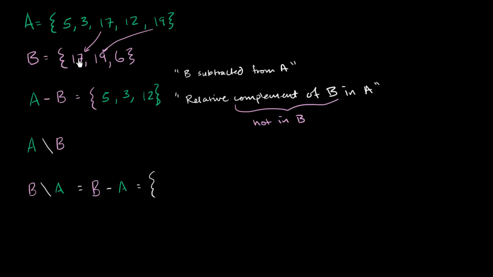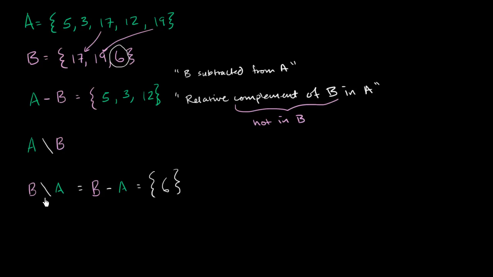So if we start with set B, we have a 17, but a 17 is in set A, so we have to take the 17 out. Then we have a 19. Oh, but there's a 19 in set A, so we have to take the 19 out. Then we have a 6. Oh, well, we don't have to take a 6 out of B because the 6 is not in set A, so we're left with just the 6. So this would be the set with a single element in it, the set 6.